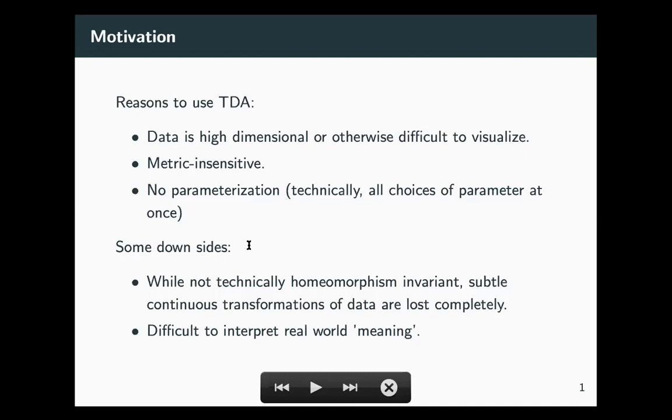Some downsides. Small topological transformations to your data are not going to really show up. There's a notion of homeomorphism in topology that just means an invertibly continuous transformation. This is technically not an invariant on that, but if you wiggle the definition of homeomorphism a little, it ends up being so. And oftentimes it's difficult to interpret a real world meaning. Like for the example I gave you of data in a circle around the origin, it's hard to intrinsically know what this means. And you have to look at your real world situation to figure out what the topology is telling you.